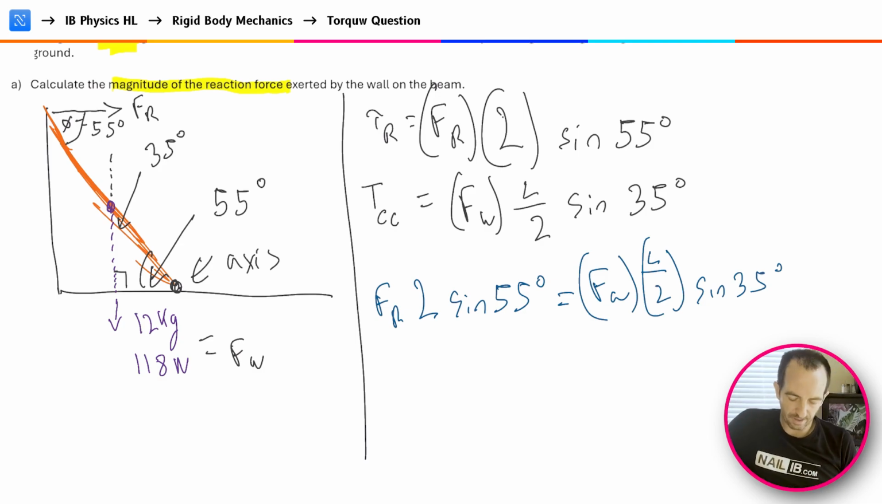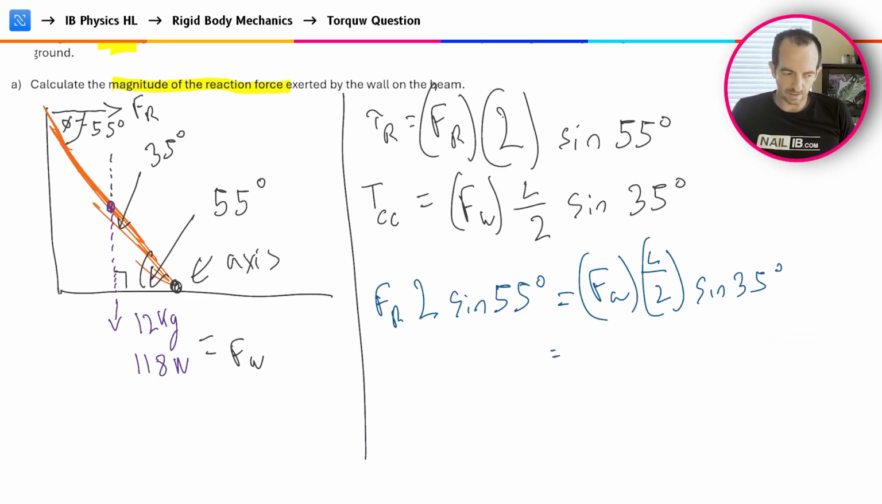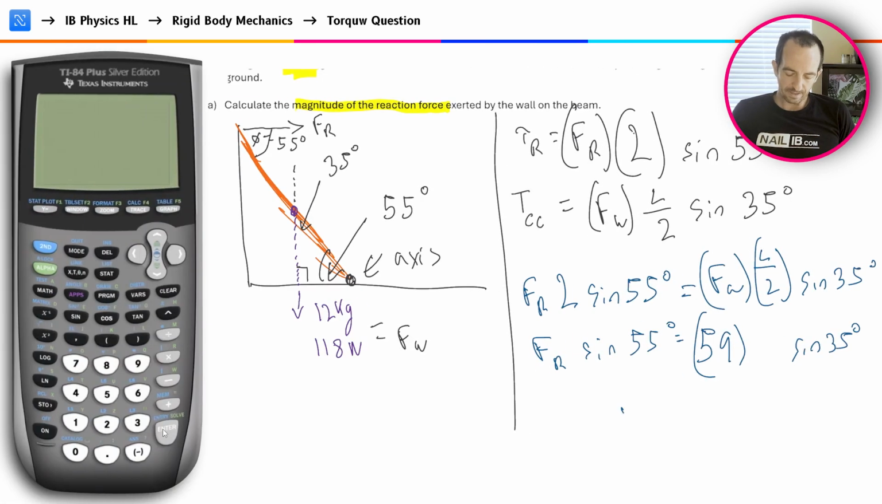Let's go and plug in. I know that the force of weight is equal to 118 newtons, so 118 divided by 2 is 59. So we have 59 L sine of 35 degrees. Actually, I could take out the L. So I'm going to get rid of the L for now to clean things up: 59 times sine of 35 degrees. And on the other side, I also need to get rid of the L, is equal to the reaction force times sine of 55 degrees. And now we can solve on our calculator for F_r.